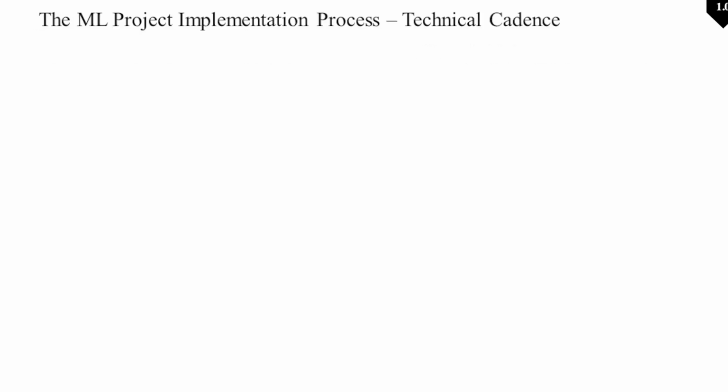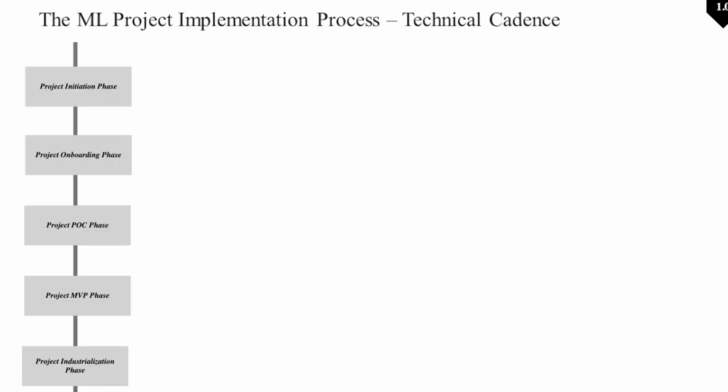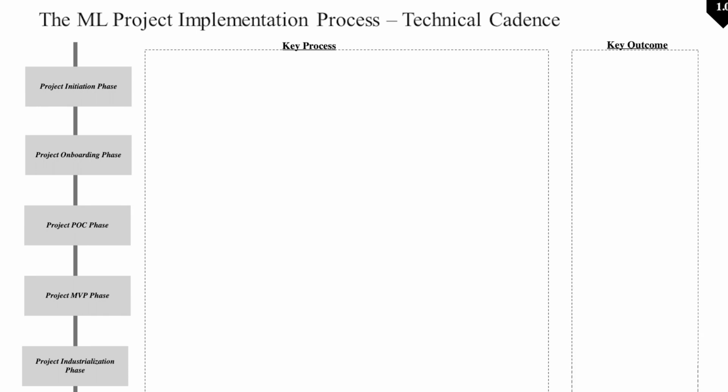Let's talk about the first step, right? Point number 1, what is the technical cadence? How do we level set and say this is the process? We think any project should go through an initialization phase to an industrialization phase, right? So there are 5 major phases for implementing a project. Let's talk about the key processes and the key outcomes in each of these 5 phases. Again, this is a representation.